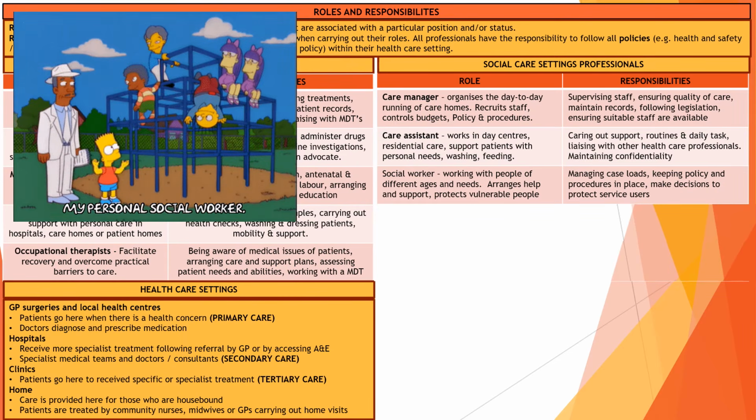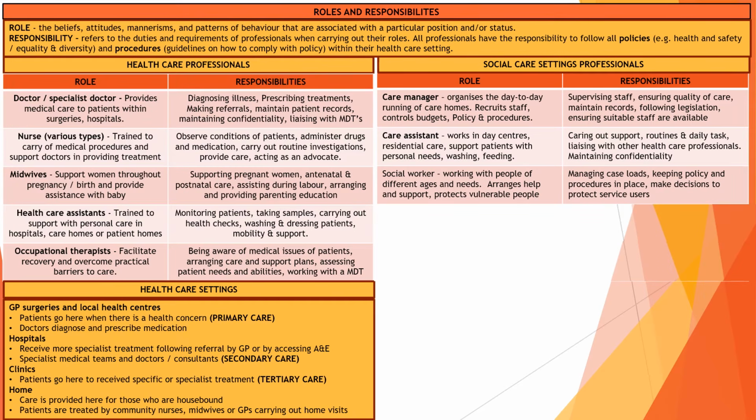A social worker is slightly different. Their role is to work with people of all different ages, different needs, different ranges of support, and essentially it's to make assessments, look at their environment, make judgments on whether it's suitable to help them develop, keep them safe, and ultimately to work with them to meet their needs.